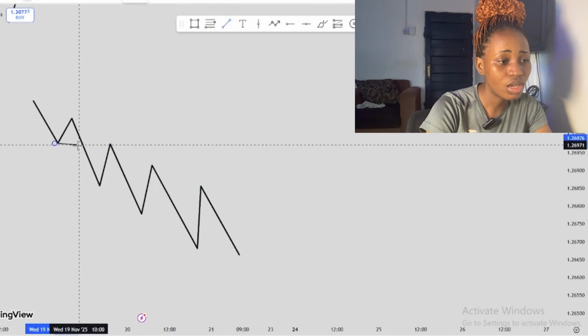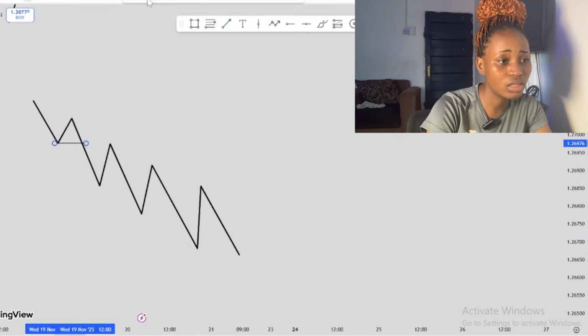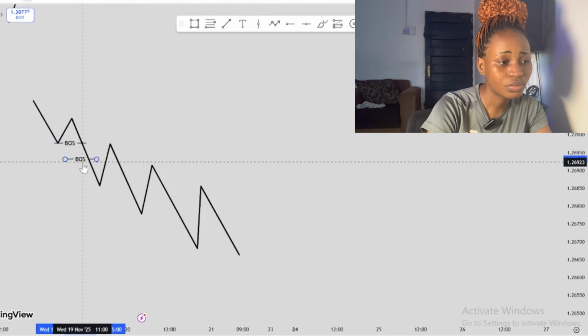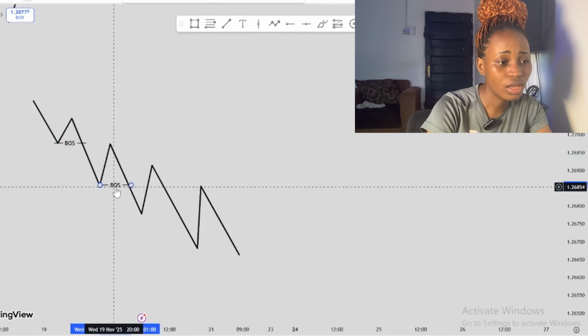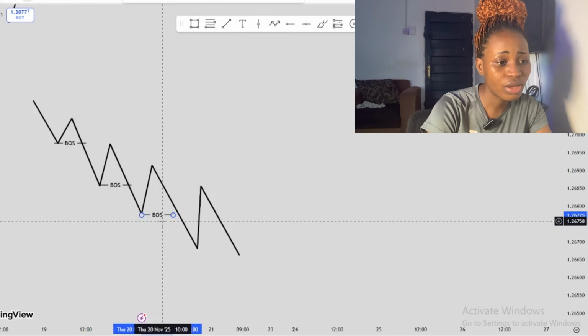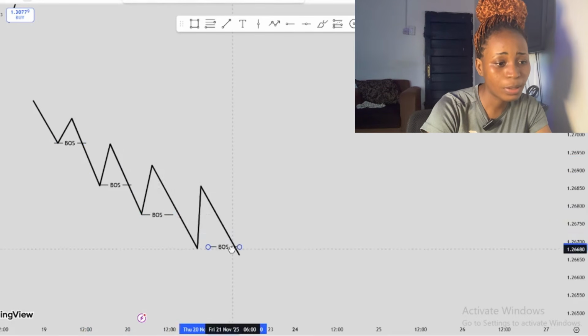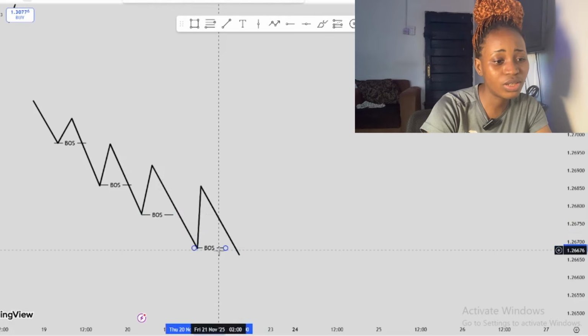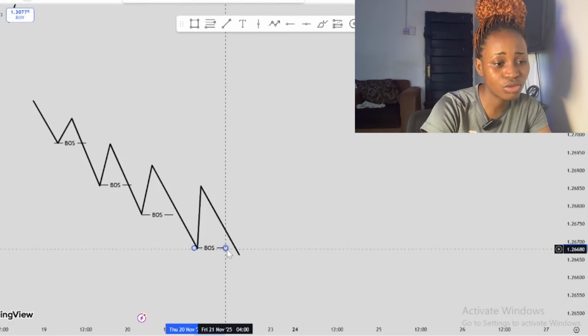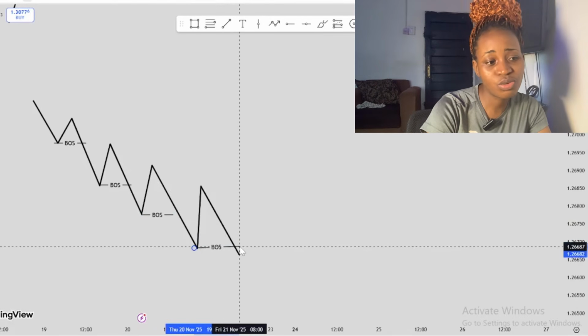I just want you to understand this in detail. So we have this, we have a break, we have another break, we have another break here, we have another break here. Okay, this is a basic downtrend market structure, but sometimes price doesn't present this.